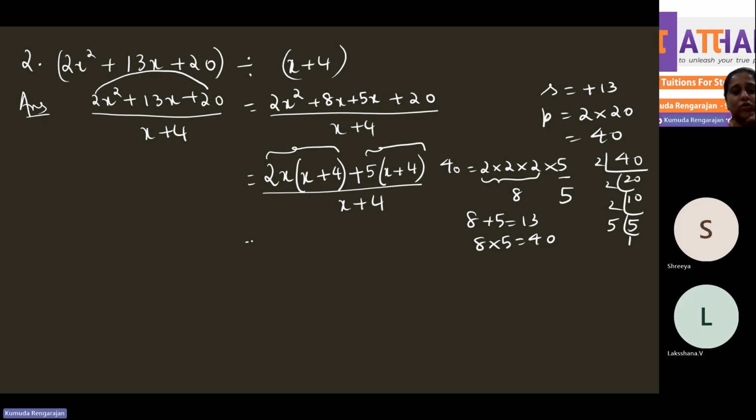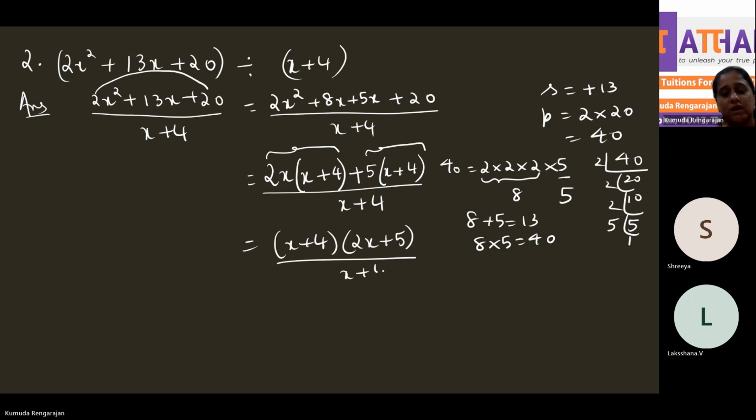So now write the common expression once in the bracket, x plus 4, and gather the remaining terms, 2x plus 5, in another bracket, divided by x plus 4. Now it's a product. You can cancel. So the quotient is 2x plus 5.